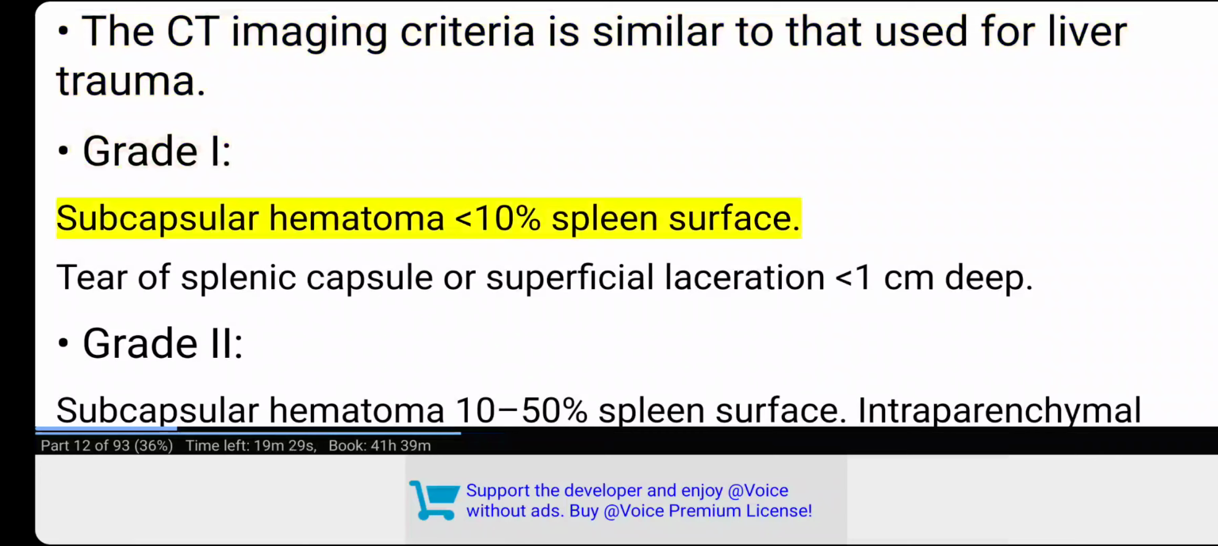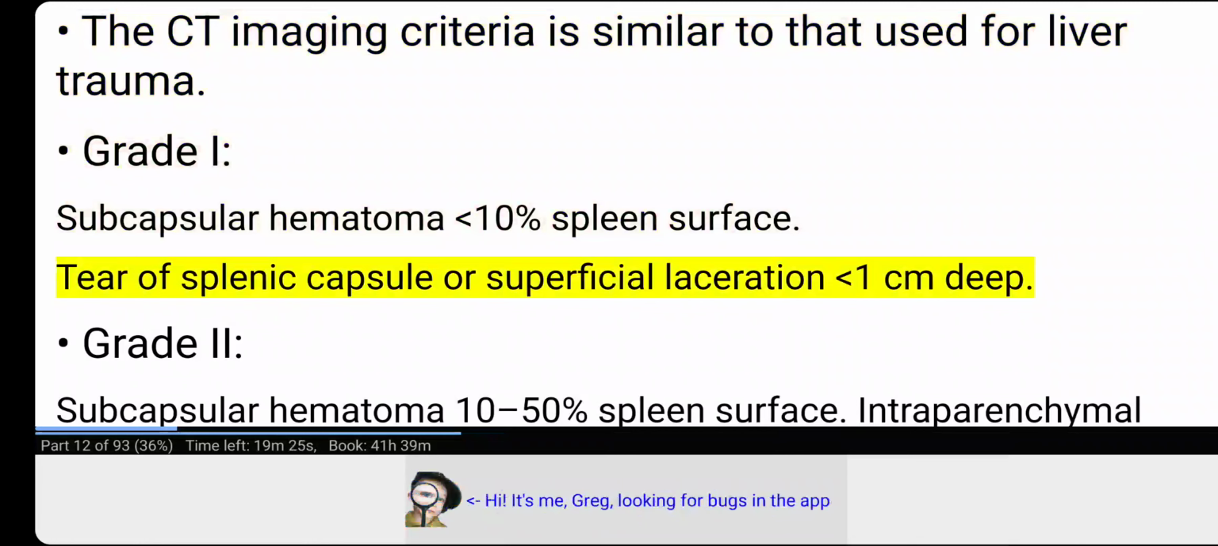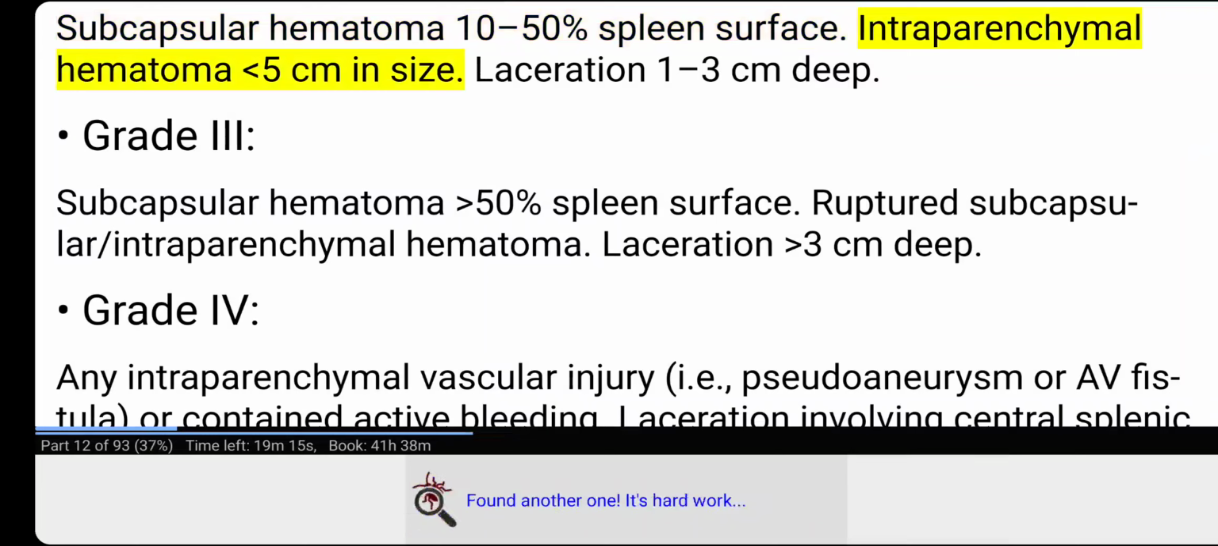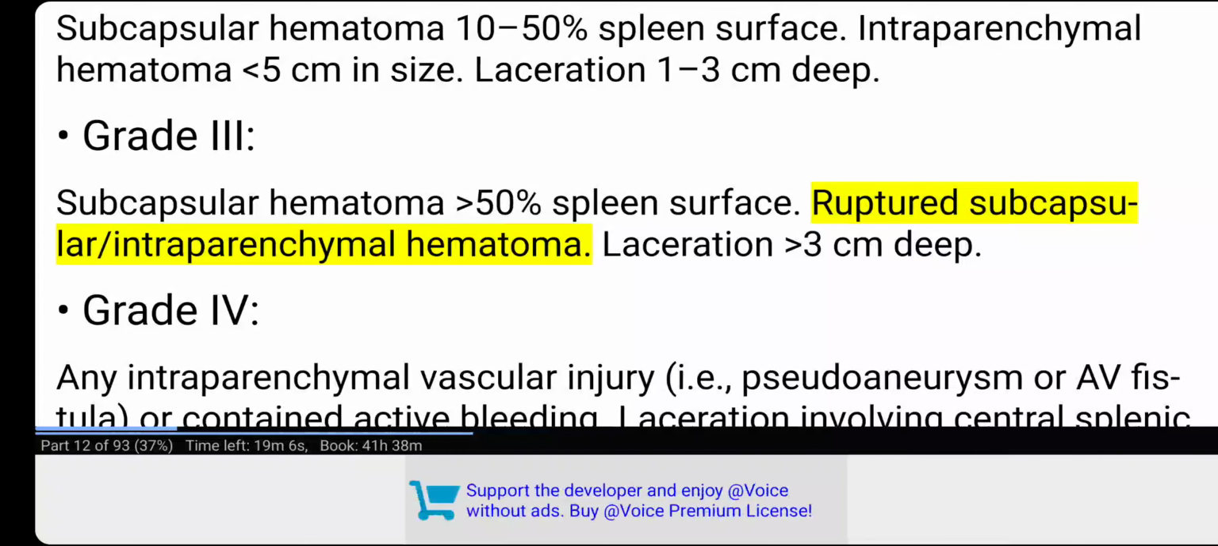Grade 1. Subcapsular hematoma less than 10% spleen surface. Tear of splenic capsule or superficial laceration less than 1 cm deep. Grade 2. Subcapsular hematoma 10 to 50% spleen surface. Intraparenchymal hematoma less than 5 cm in size. Laceration 1 to 3 cm deep. Grade 3. Subcapsular hematoma greater than 50% spleen surface. Ruptured subcapsular or intraparenchymal hematoma. Laceration greater than 3 cm deep.